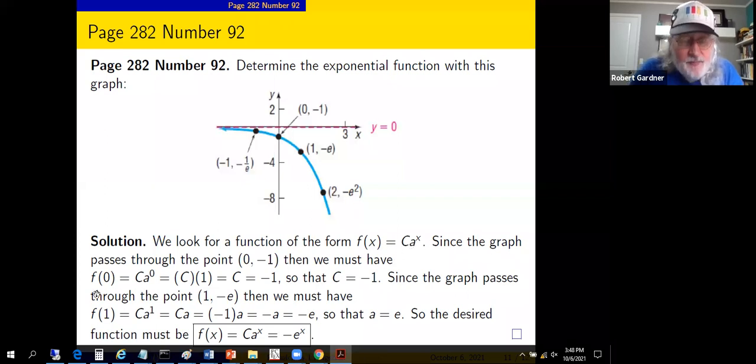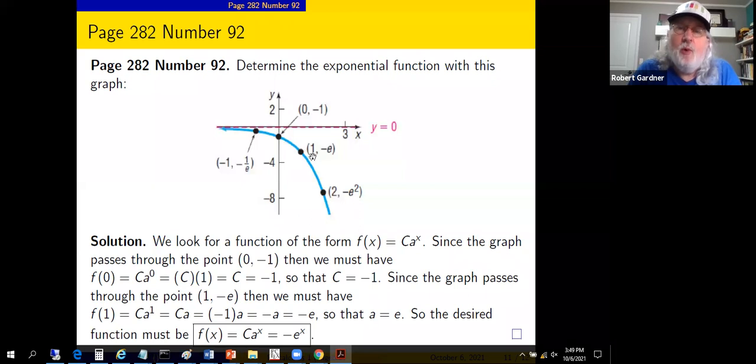Here it is down here. c a to the 0, a to the 0 is 1. So we simply get c out, and we need that to equal -1. So c equals -1, and we're halfway there. We just need a. Let's use another point to find a. So we know c is -1 based on this point.